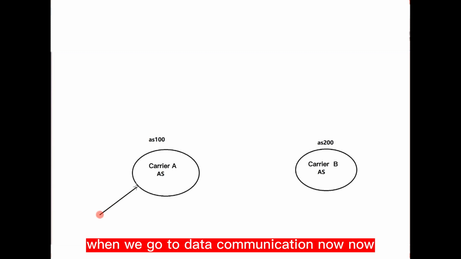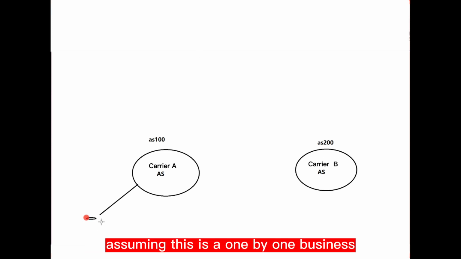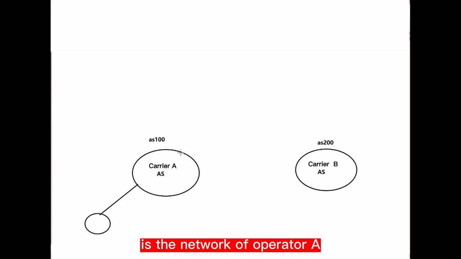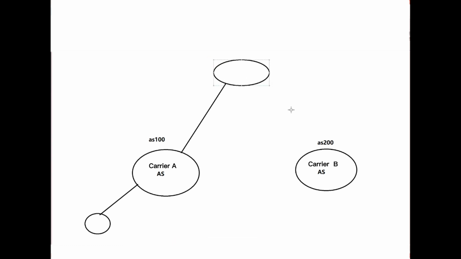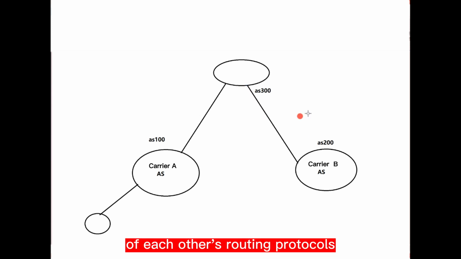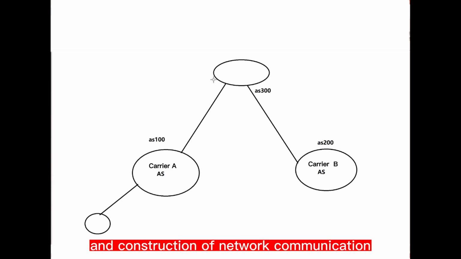Actually, when we go to data communication now, assuming this is a business, the egress of the enterprise is connected to the network of operator A. What we are using now is the network of operator A. We can also connect to operators in other countries, for example AS 300. Then they will also exchange data with each other, configure each other's routing protocols, and run some dynamic routing protocols to help the construction of network communication.